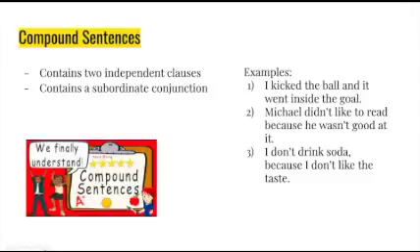The next example is, Michael didn't like to read because he wasn't good at it. So the first independent clause was, Michael didn't like to read, and the second is, he wasn't good at it. For our last example, we have, I don't drink soda because I don't like the taste. The first independent clause is, I don't drink soda, and the next is, I don't like the taste.